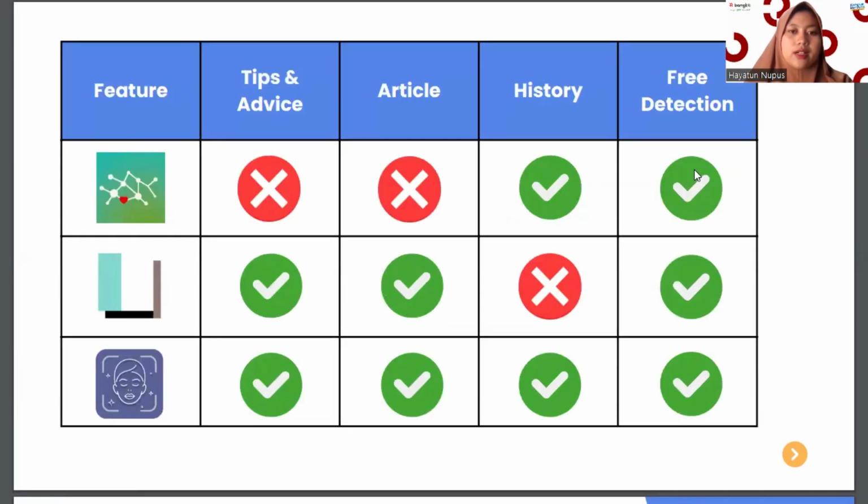The feature comparison shows the superiority of this app compared to similar apps. This app has full features such as tips and advice, article, history, and free detection that the other apps might not have.